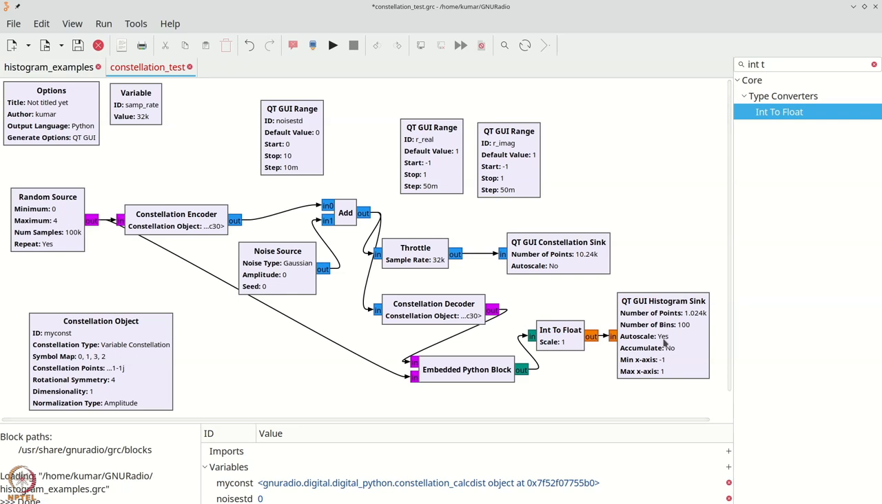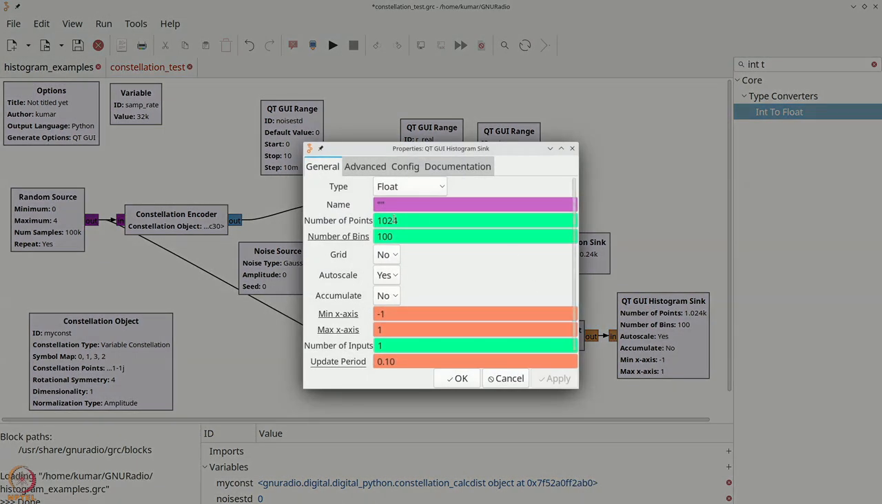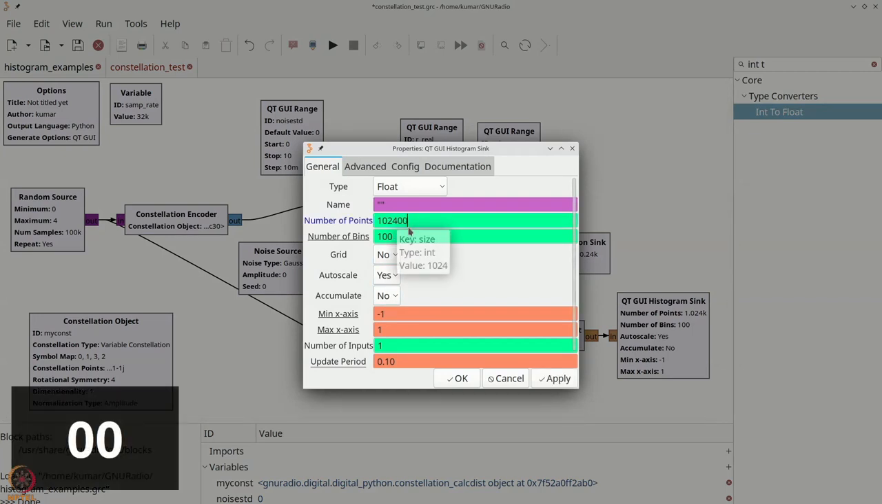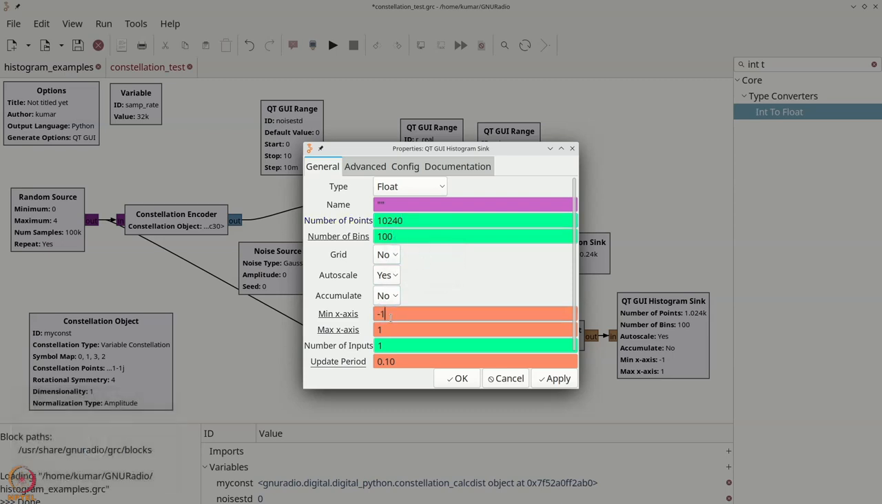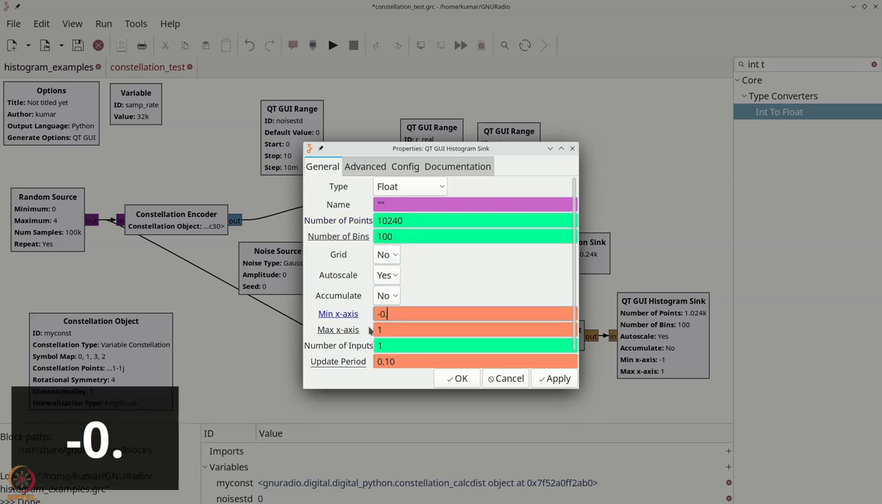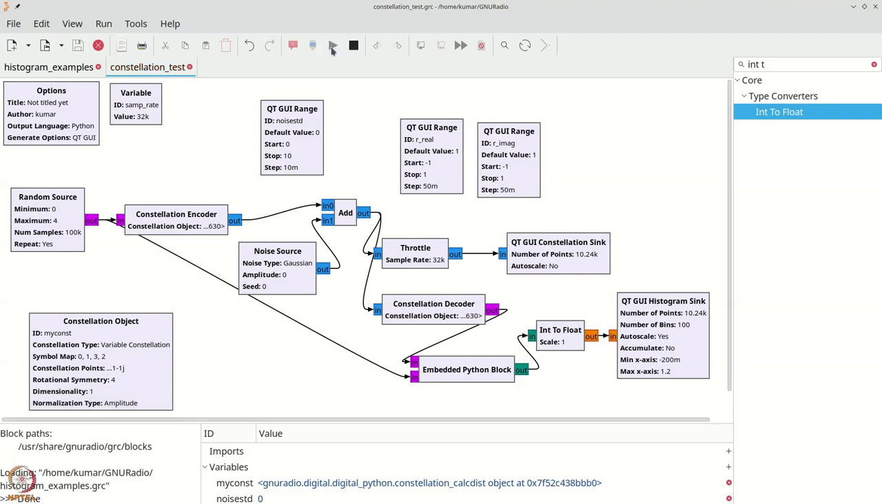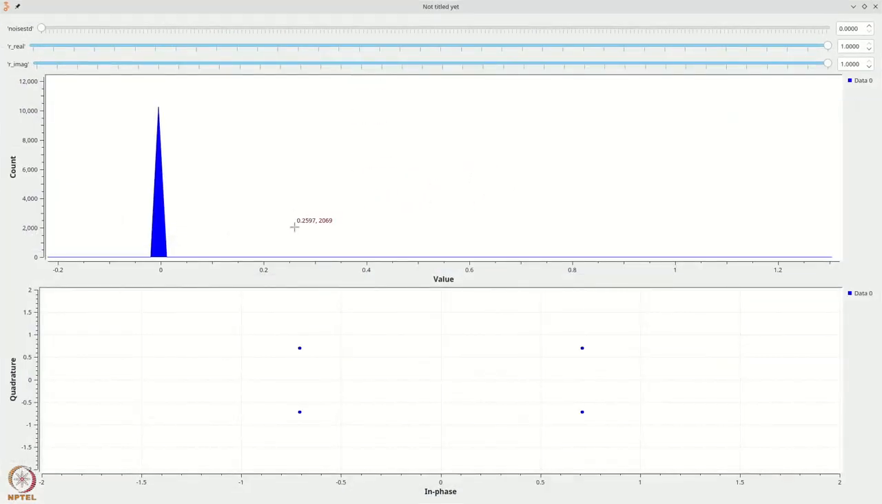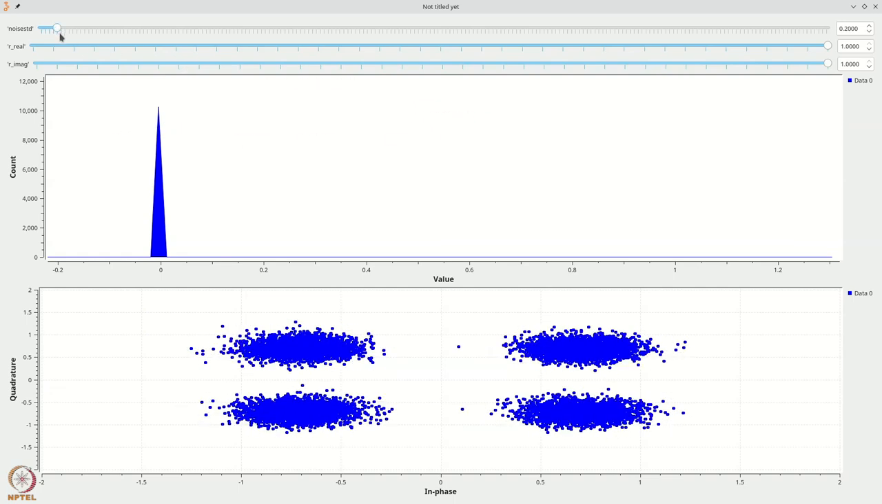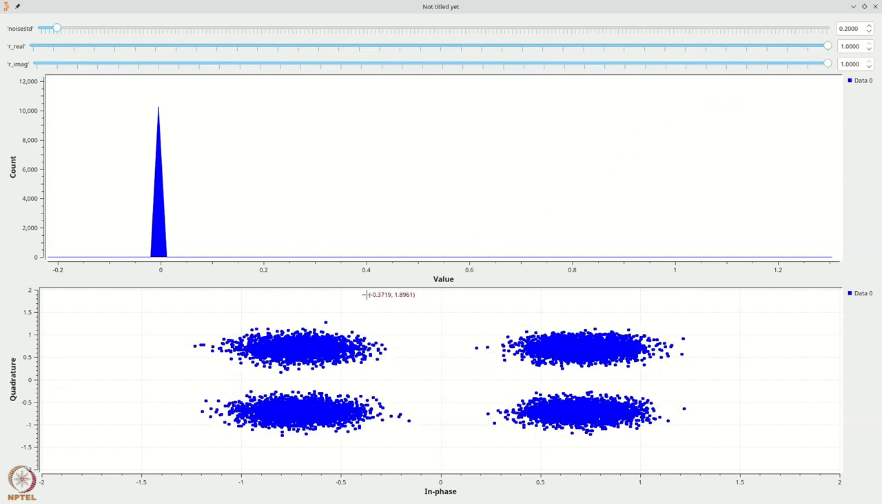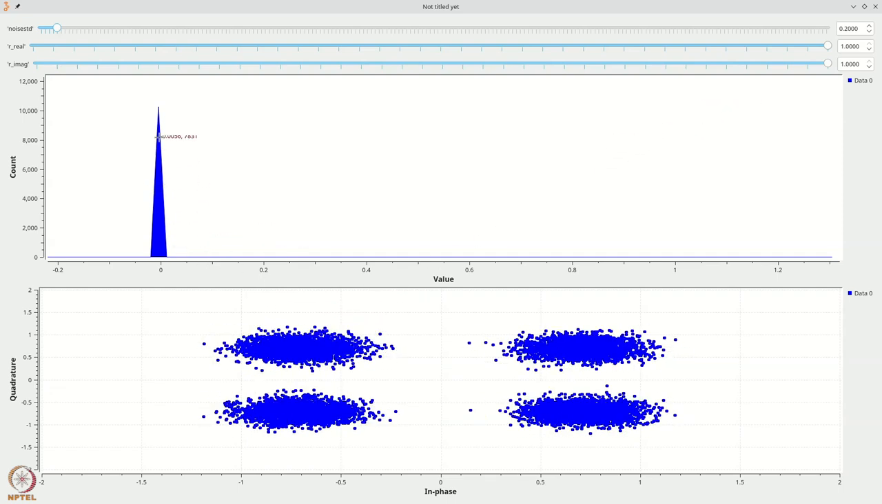Now the values which we are searching for are zeros and ones. So I'm just going to double click this and I'm going to make this more points, and x axis, let's say minus 0.2, y axis is 1.2, and that's it. Now let us execute this. So as you can see, it gives me 10,240 zeros, which means there are no errors. Let's start increasing the noise. Okay, there are still no errors at noise standard deviation of 0.2. We have a very nice rock solid block at zero.